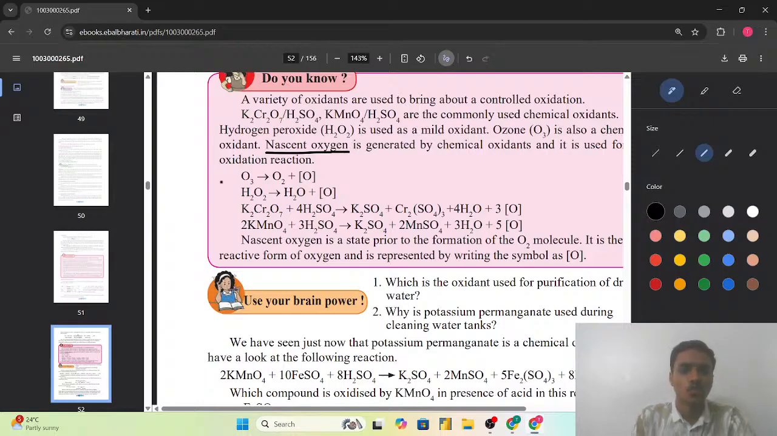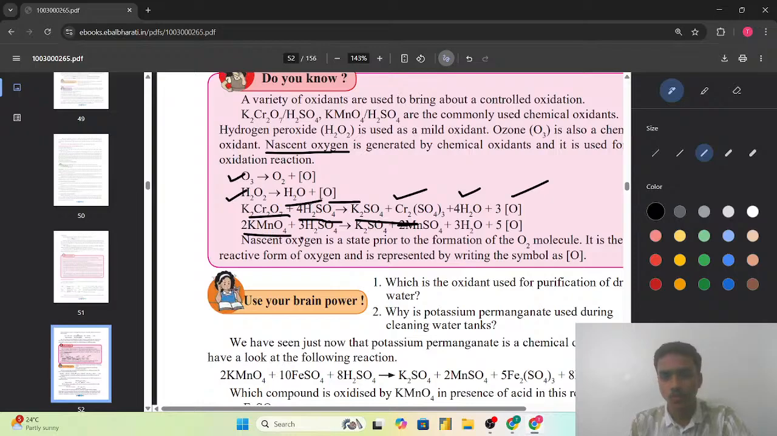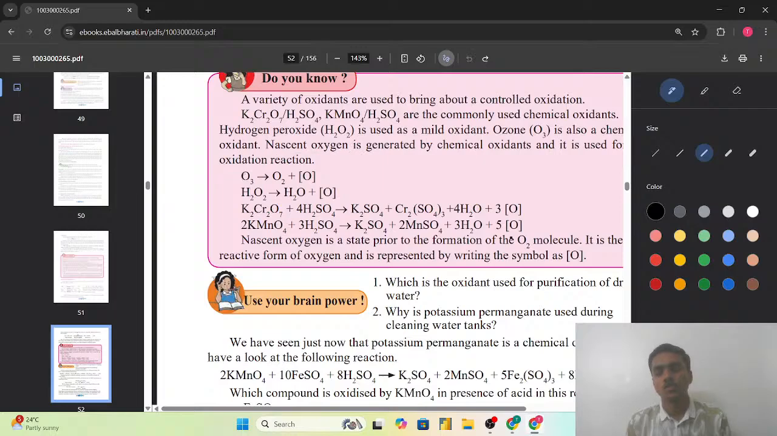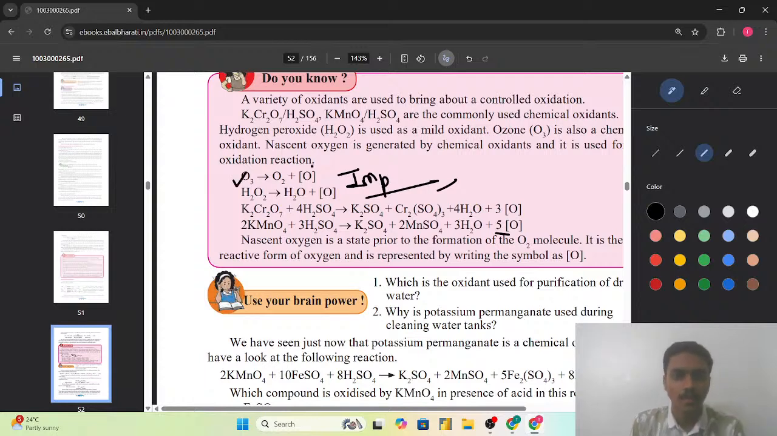यहाँ पर दिया ही है. So O3 gives O2 plus 1 nascent oxygen, H2O2 gives H2O plus 1 nascent oxygen, K2Cr2O7 with H2SO4 gives K2SO4, Cr2(SO4)3, 4H2O and 3 nascent oxygen. KMnO4 reaction with H2SO4 gives K2SO4, MnSO4, H2O and 5 molecules of nascent oxygen. Remember this part, that this is important, that many of the times it has been asked on this reaction how many nascent oxygens are formed on the product side.